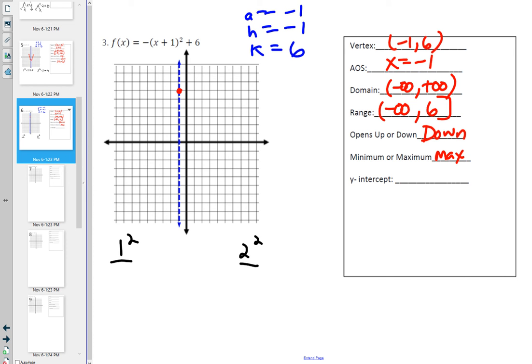But before I can plot it, what do I have to do to that 1 squared and 2 squared? Multiply by A, which is -1. So times -1 times -1. This gives me -1. This gives me -4. You don't go up -4 now. You go down. So 1 left, 1 right, 1 down, or 2 left, 2 right, 4 down.